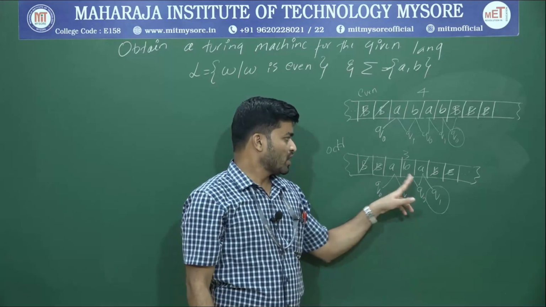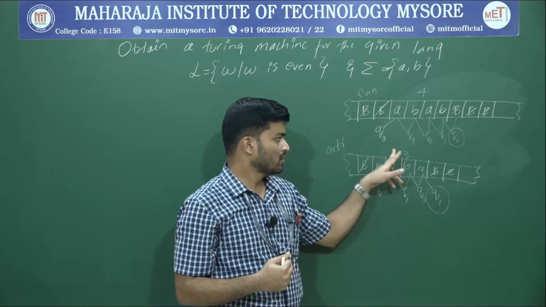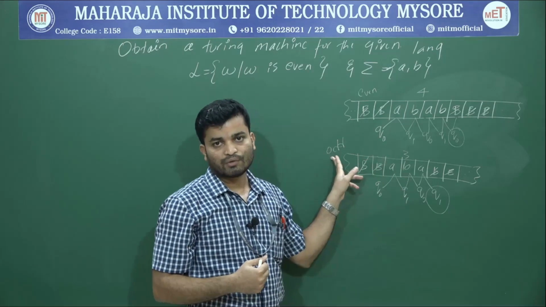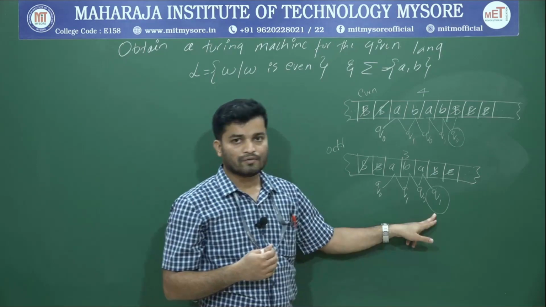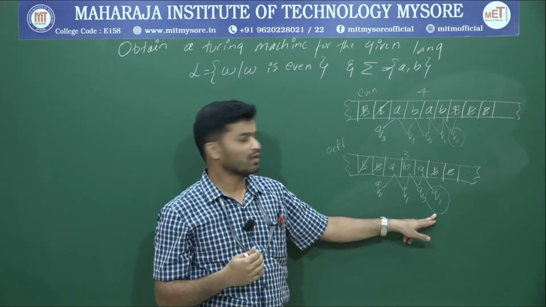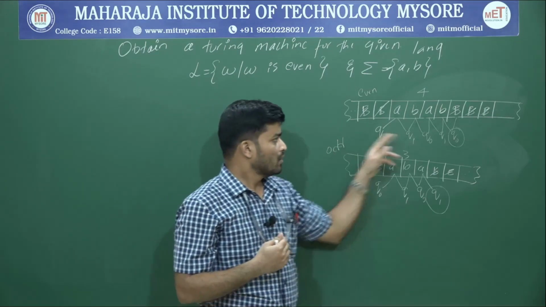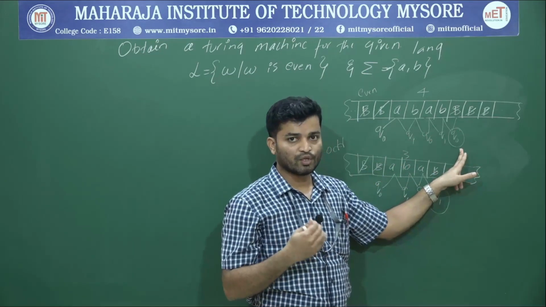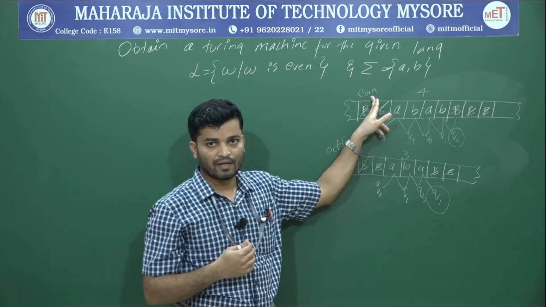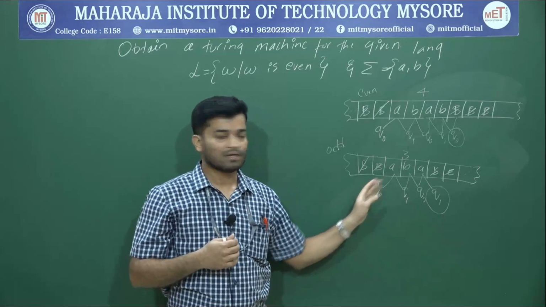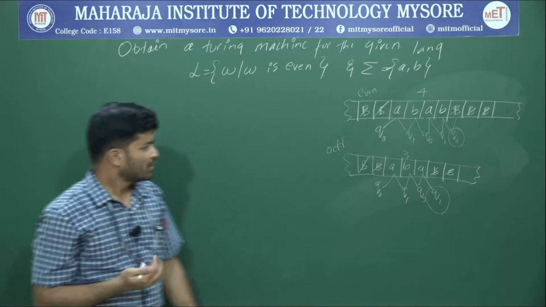If the string is over and you are in state Q1, then whatever string is given is of odd length. Once the string is over, if you are in Q1, the given string is odd. If you are in state Q0, the given string is even. If you are in Q1, odd; if you are in Q0, even. That's it, simple logic.